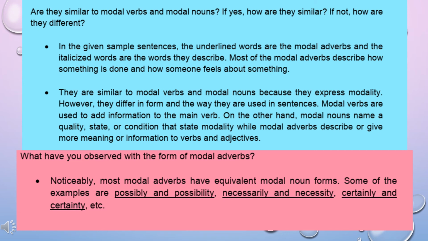They are similar to modal verbs and modal nouns because they express modality. However, they differ in form and the way they are used in sentences. Modal verbs are used to add information to the main verb. On the other hand, modal nouns name a quality, state, or condition that states modality, while modal adverbs describe or give more meaning or information to verbs and adjectives.